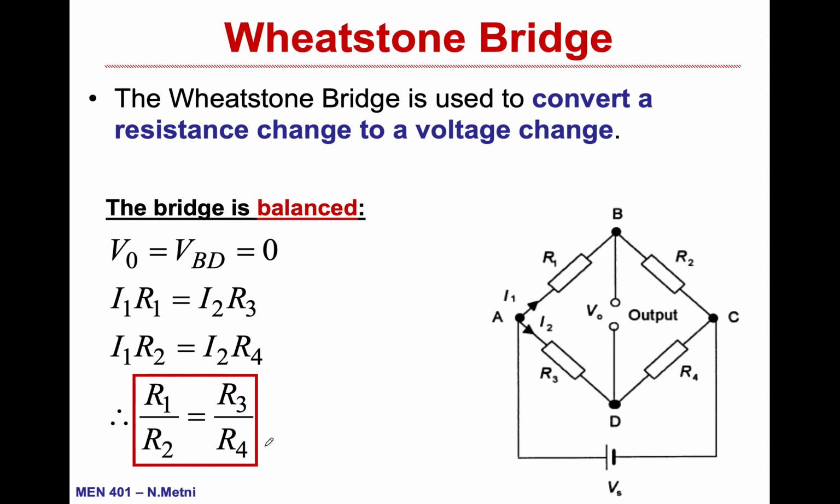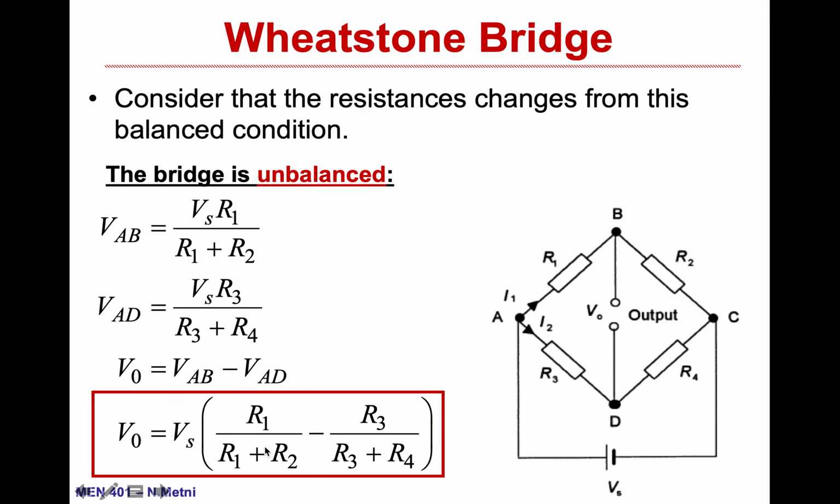And what's the other case? The other case is when the bridge is not balanced, in fact. So when the bridge is not balanced, I want to see what is my V output. So V output is equal to VAB minus VAD. So the voltage divider in the first loop is equal to Vs times R1 over R1 plus R2. And taking the second loop, VAD is the voltage drop across R3, which is equal to Vs times R3 over R3 plus R4.